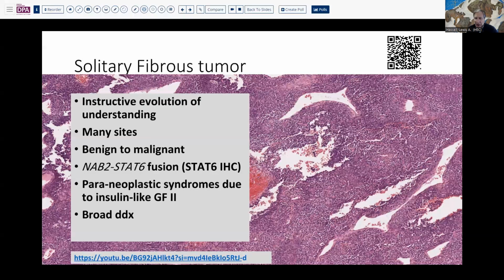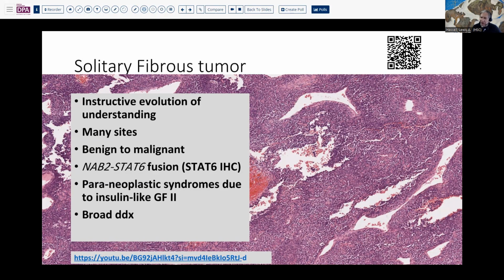So let's talk about solitary fibrous tumor, which is certainly one of the more frequently encountered tumors of spindle cells in the soft tissue. Now, this is a situation where the historical evolution is particularly instructive because prepared minds are better able to understand and make connections. And this is the advantage of a diverse education.